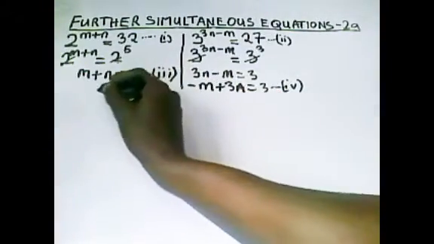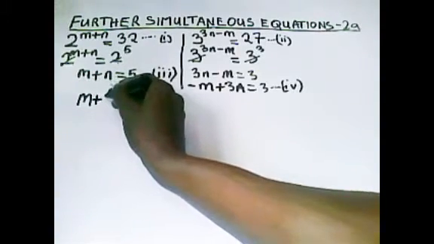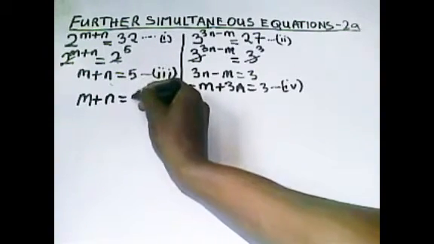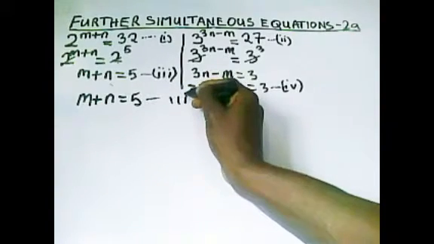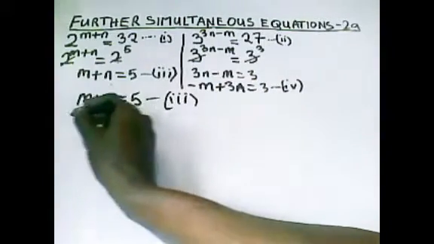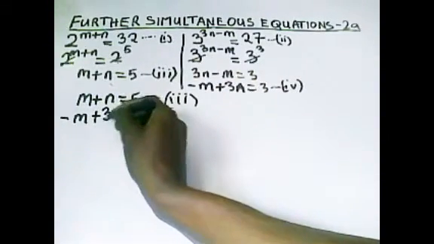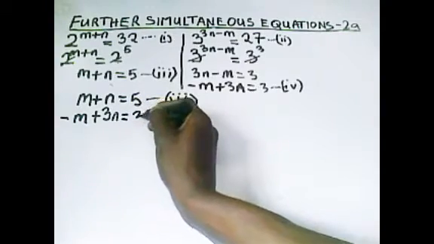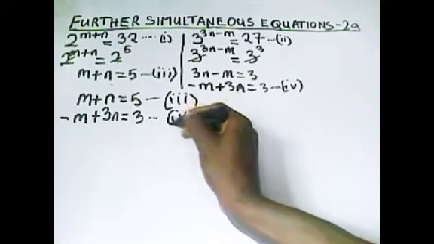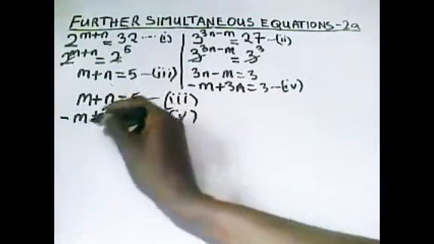Okay, so we take our first equation here, which is m plus n equals 5, and that is our equation 3. And then we take the next equation here, which is minus m plus 3n equals 3, which is our equation 4. So this is what we have. Now we are going to use the elimination method.